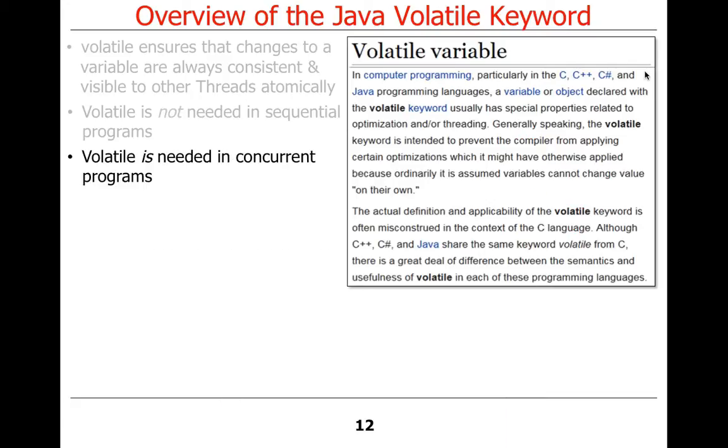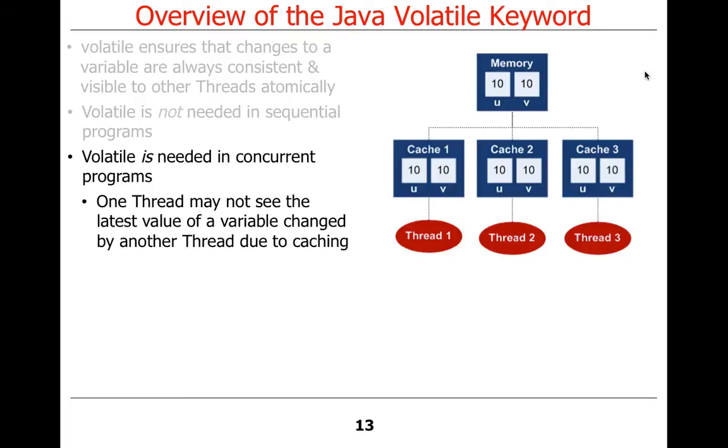In concurrent programs, however, volatile is needed. If you take a look, you can read about volatile in general. You'll see in a second that volatile in Java behaves quite differently from volatile in other programming languages. The reason we need this is because in the Java memory model, one thread may not see the latest value changed by another thread due to caching in registers, in instruction caches, data caches, and so on.